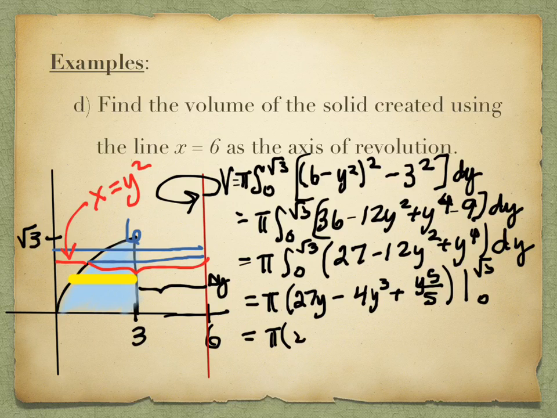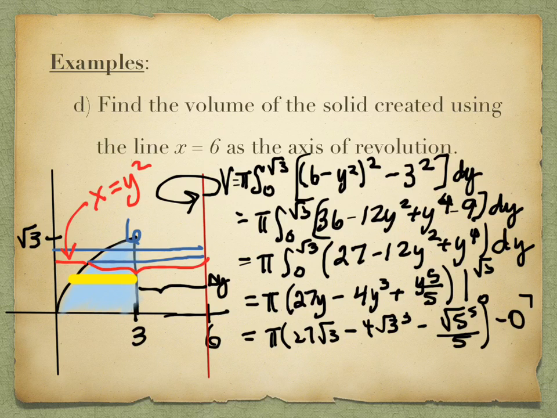So now I have 27 square root of 3 minus 4 square root of 3 cubed minus the square root of 3 to the 5th over 5. Man, he keeps coming up a lot, doesn't he? And then minus the 0 for plugging in 0. Oh, it is. Thank you.